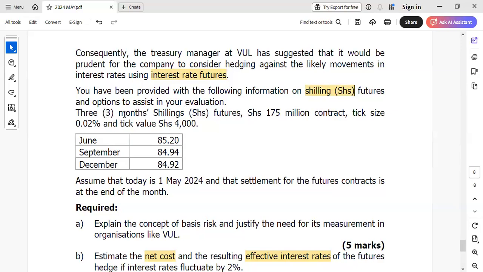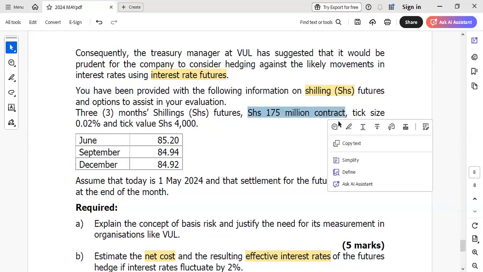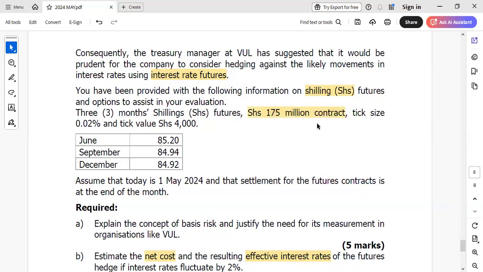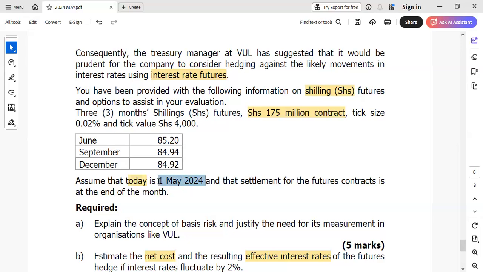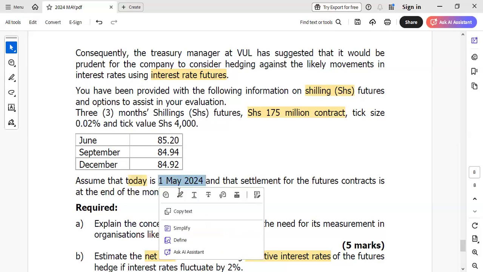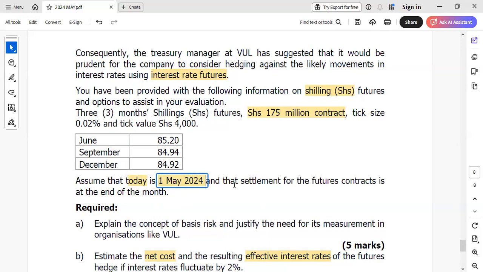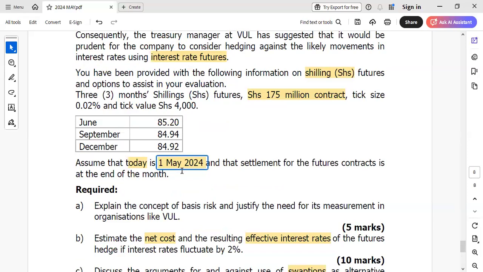So you have the 3-month shillings futures. This is the contract size. You have the contract size, you have the tick size, you have the tick value. Then you have the June futures, September futures, and December futures. Assume that today, this word is very, very key. Assume that today is 1st May 2024. And the settlement for the futures is at the end of the month. So how would you handle part B?